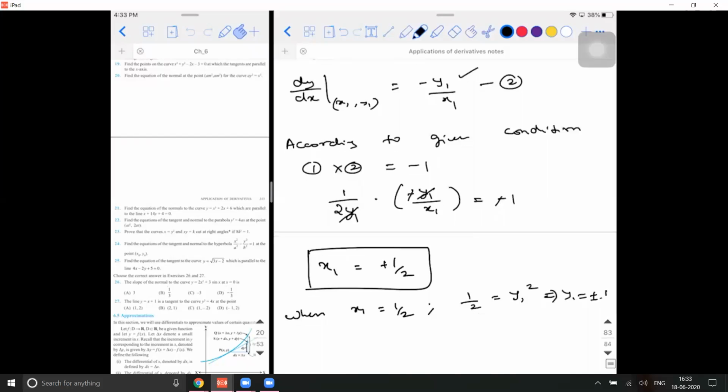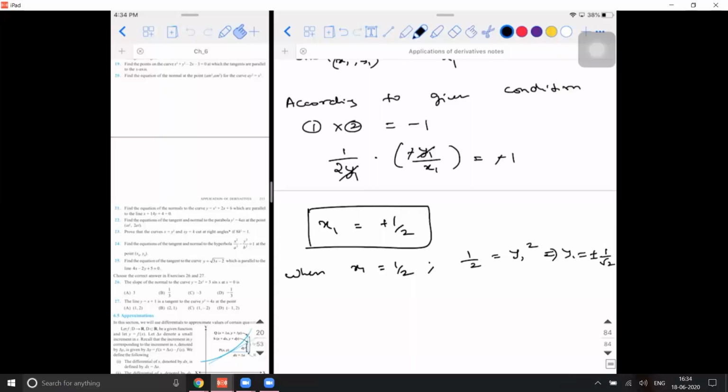1 by root 2. And what are we trying to say? We know that x1 into y1 is also equal to k. Since x1 comma y1 lies on xy is equal to k, it implies x1 into y1 is equal to k. Correct? It satisfies the curve.